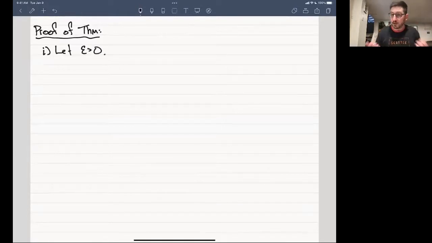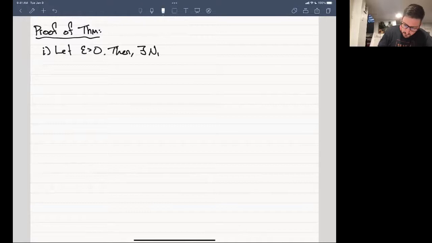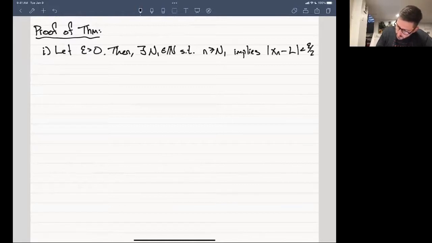As always, when we need to prove something's convergent, start with epsilon positive. Then there exists an n1 in the natural numbers such that if n is beyond n1, this implies that xn minus L is less than epsilon over 2. Now, when you see me doing epsilon over 2 or epsilon over 3, you should immediately think the triangle inequality is going to come in here. I'll show you exactly where. But let's proceed with this.